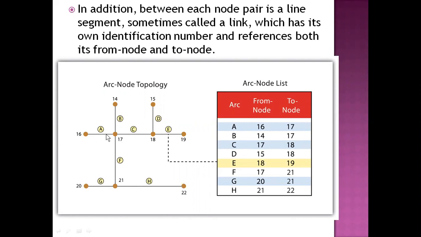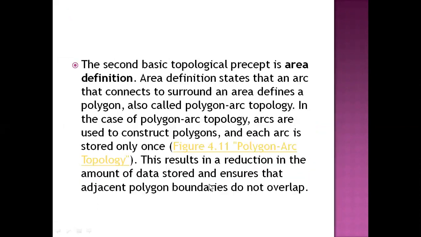See here, different arcs in the arc node topology. So arc A consists of 16 and 17. Arc B is 14, 17. For example, F is 17, 21. E is 18, 19. So this is an attribute table. This is the arc node connections.